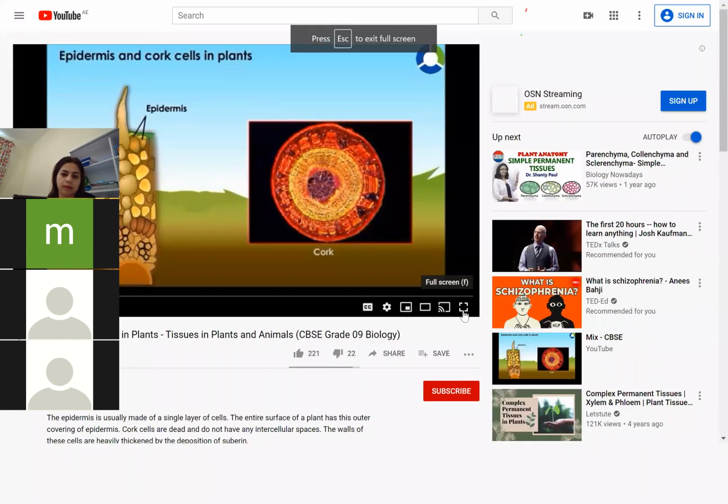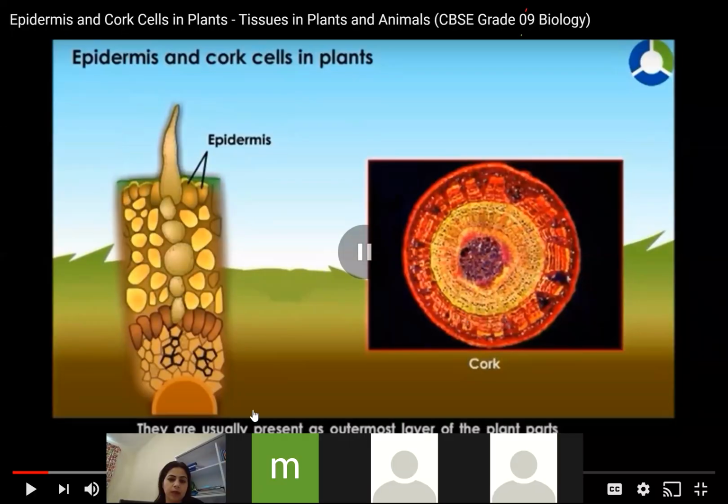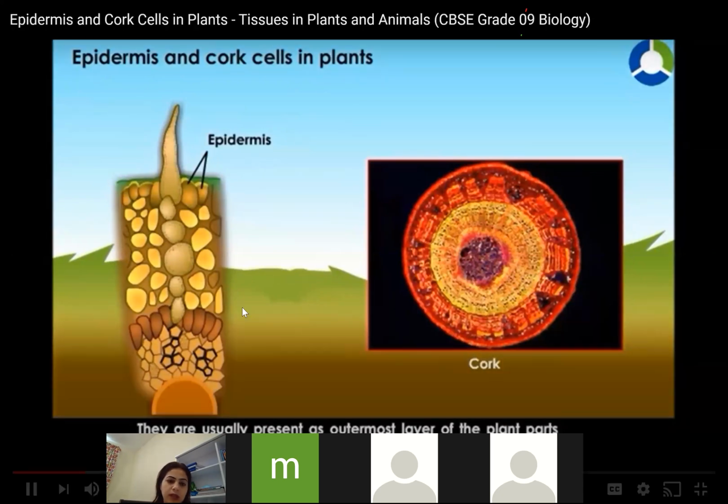Epidermis and cork cells in plants. They are usually present as the outermost layer of the plant parts and protect the internal tissues present in them.